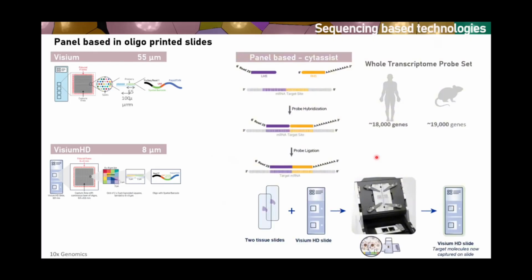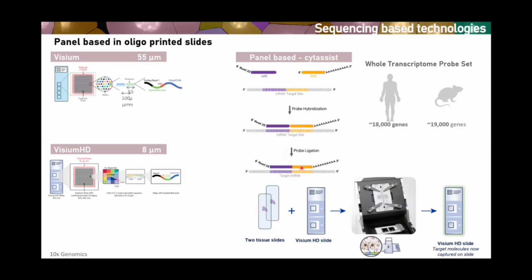mRNA, but since we are using probes, so in this case, these are panel-based, we have probes that have 2 parts, each of the probes. And each one has around 25 base pair complementary sequence to our target mRNA. Then we incubate with these probes overnight, and then we have a ligation step.